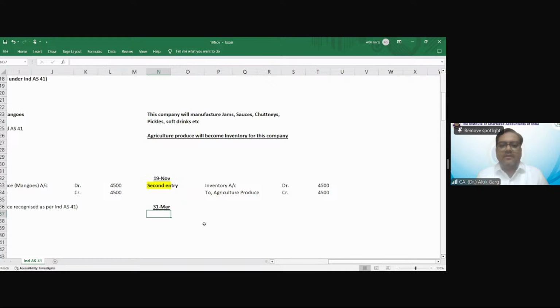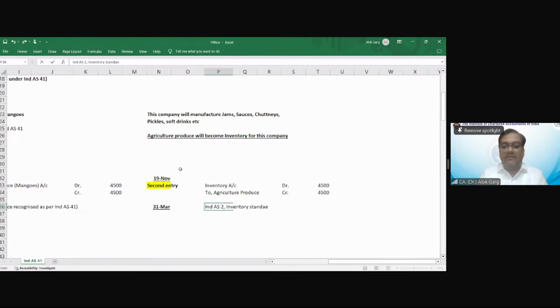Okay. So now what is the next entry at the date of subsequent measurement at the reporting date? What is the entry now? On 31st March, what will be the entry? Cost or NRV, whichever is less. Yes, you have to apply Ind AS 2, right? So on 31st March, this inventory is a raw material, right? So in the balance sheet, this will come as a raw material inventory.